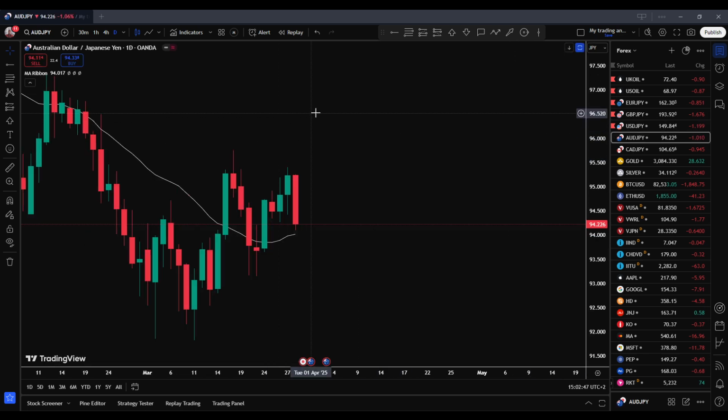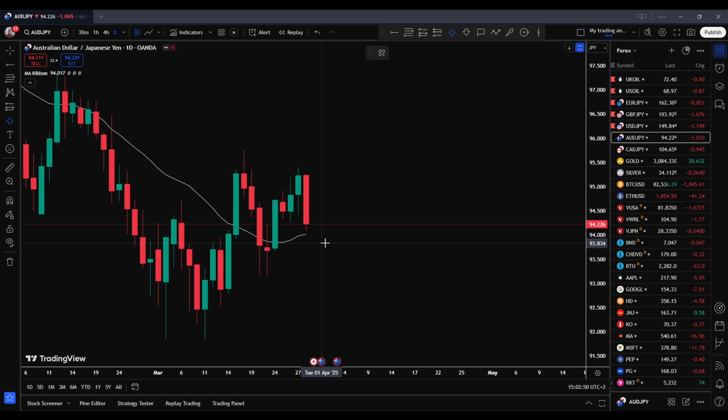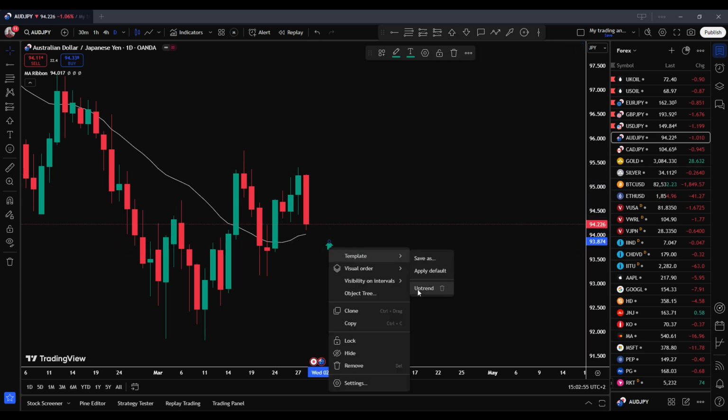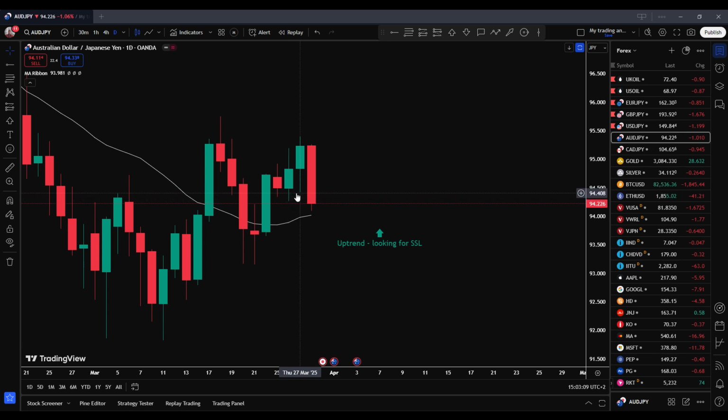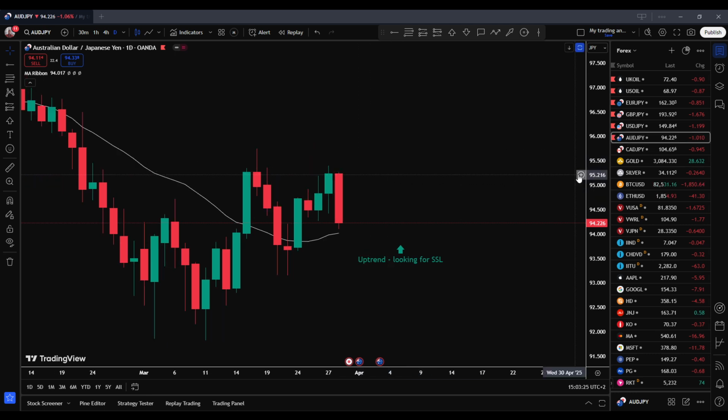Next pair is AUDJPY. Again, after this very strong bearish bar in Friday, we are still in uptrend, but we don't have any liquidity zones. Why? Because this one and this one were taken from this Friday bar, and this one again is invalid because it's touching the moving average. So from AUDJPY, in my opinion, in Monday we don't have any trading setups.